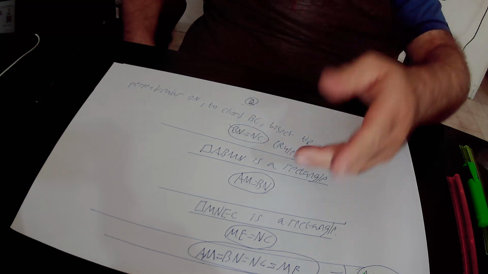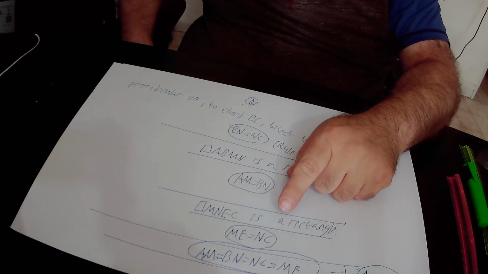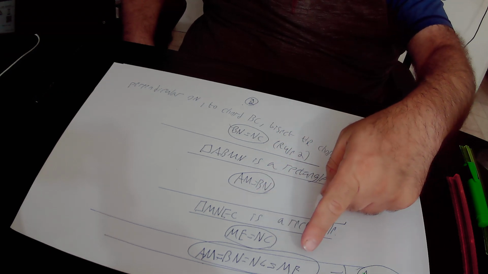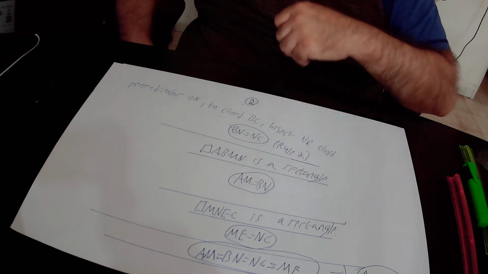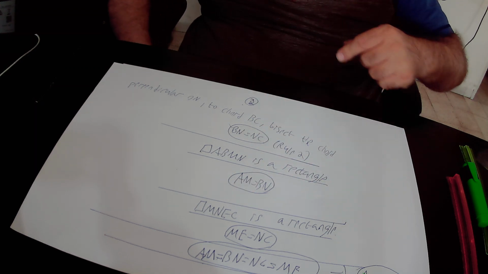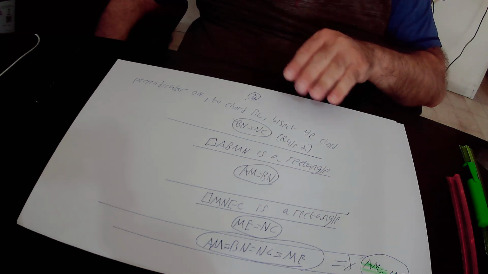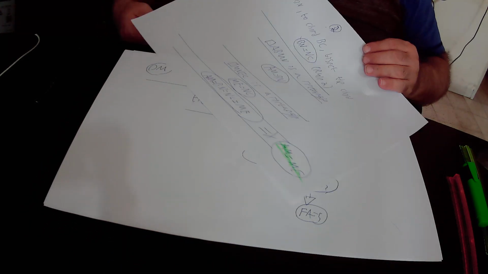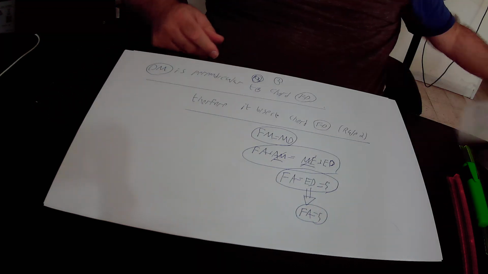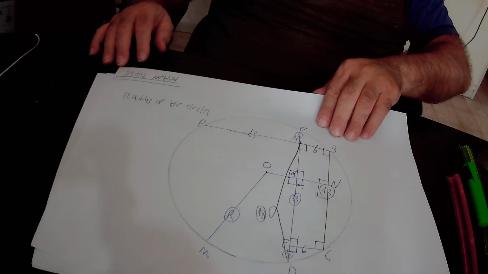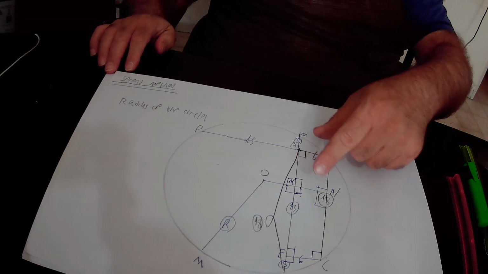Likewise, according to the same rule, we concluded that NC equals ME. So we can write here that NC equals ME, and from this equation AM equals BN equals NC equals ME, we will derive that AM equals ME. Here, side AM equals side ME.